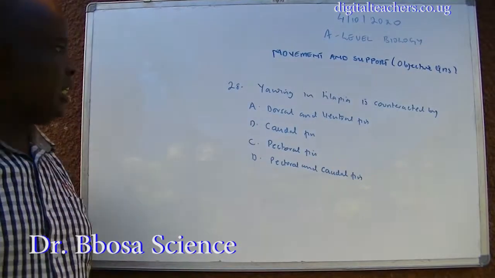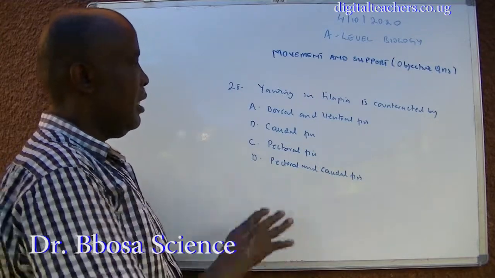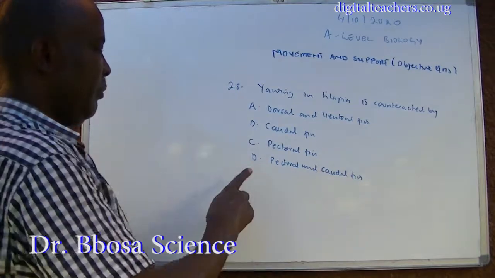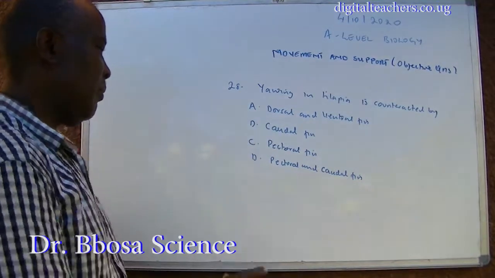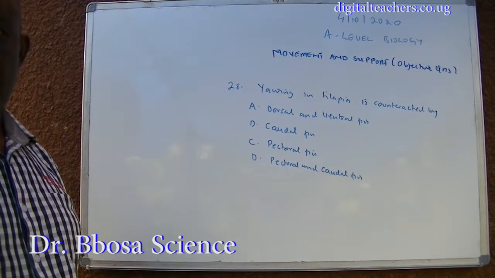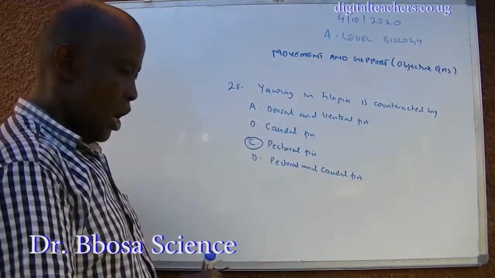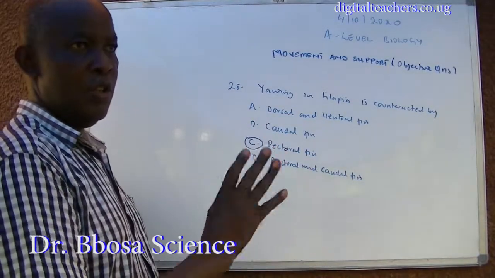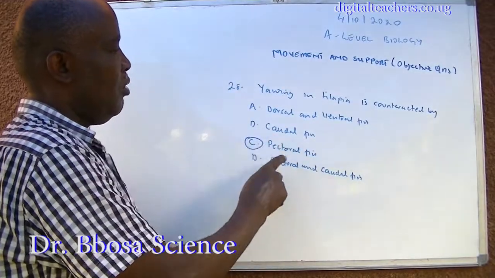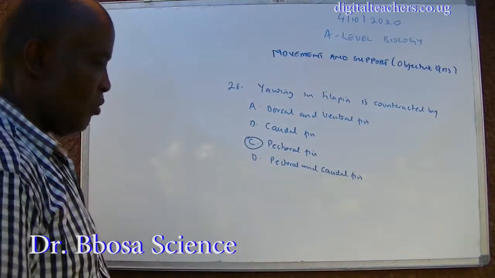Number 28. Yawing in tilapia is counteracted by A. Dorsal and ventral fin, B. Caudal fin, C. Pectoral fin, D. Pectoral and caudal fin. You can pause and answer. The answer is C. Yawing, the oscillation of the front part of the fish, is brought about by the caudal fin. So it is counteracted by the pectoral fin.